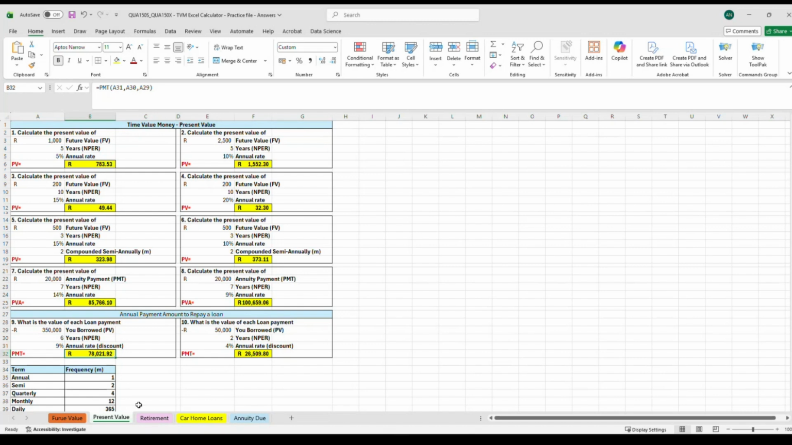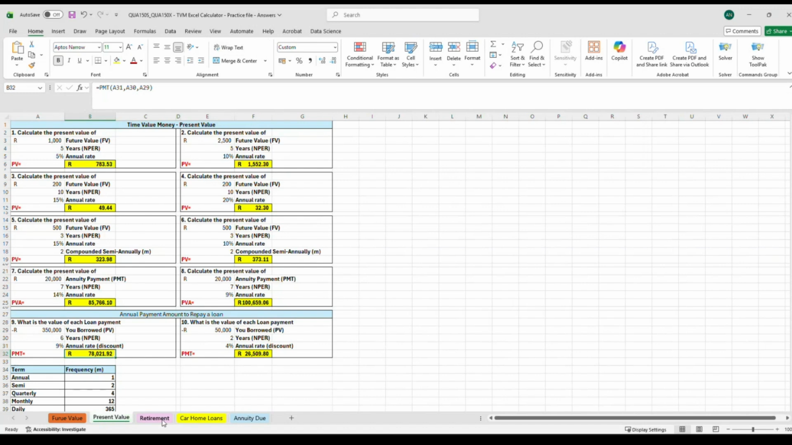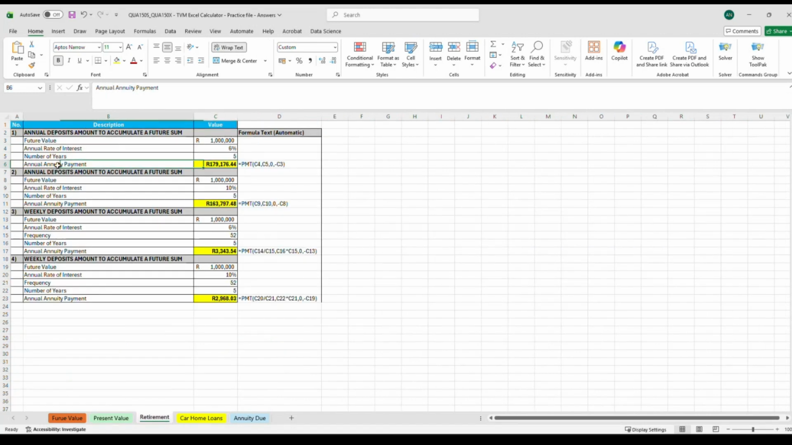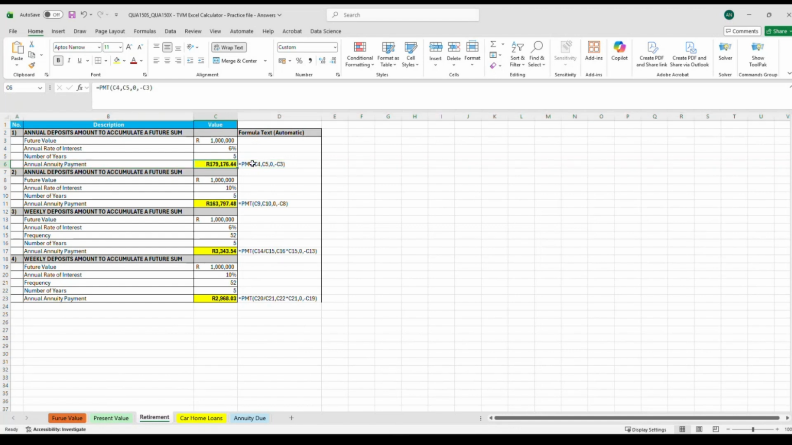So I'd encourage guys to please go through it as well. And then we have another sheet called retirement. So guys, these formulas are the same as the one that I've just spoken about. As you can see here, it's asking you to calculate annual payment, annual annuity payment. So your formula will be PMT. Also PMT.